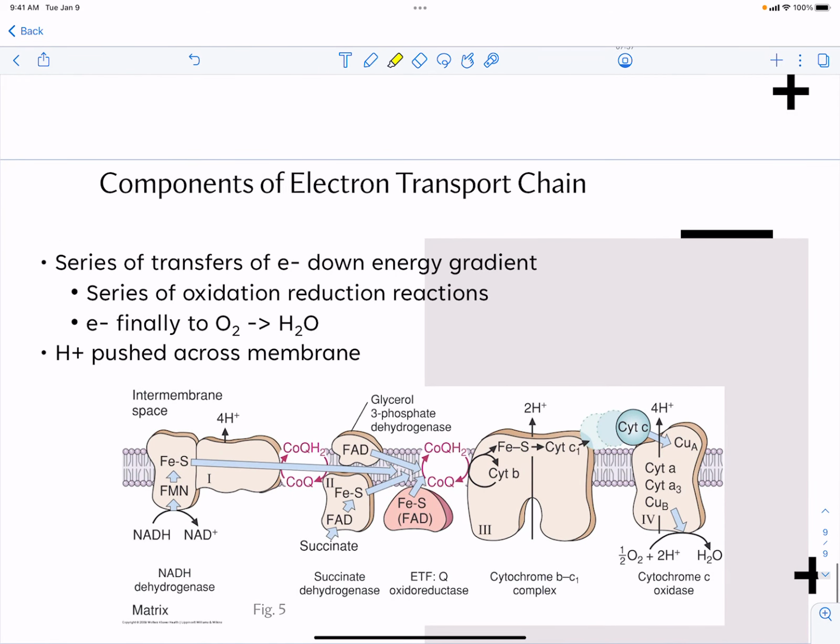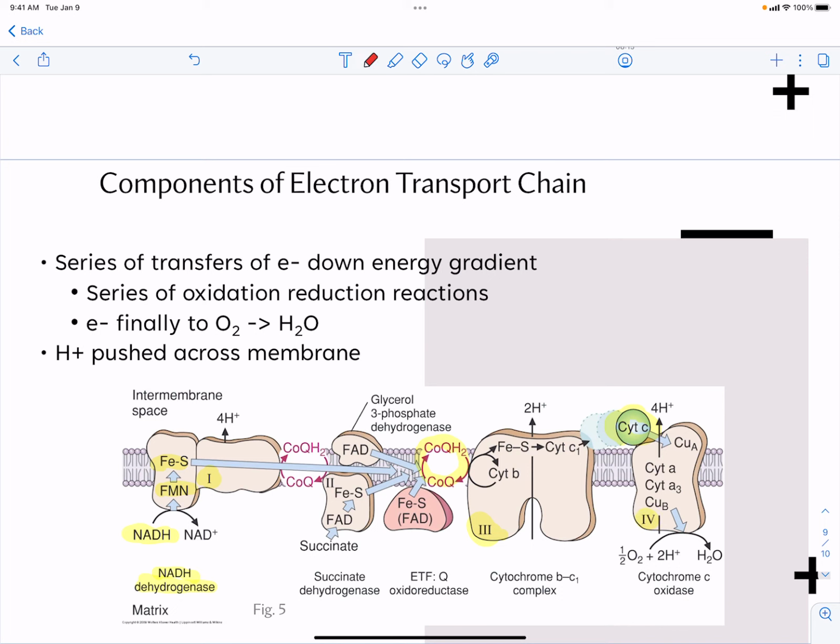So this picture shows all the components of the electron transport chain. We have our enzyme 1, which will pick up an electron from NADH from the TCA cycle. That's NADH dehydrogenase. This is going to be transferred to our flavoprotein FMN, which will transfer to an iron-sulfur center in complex 1. This is going to pass these electrons to coenzyme Q, ubiquinone, and then this will go on to complex 3, and then eventually to cytochrome C, and then to complex 4.